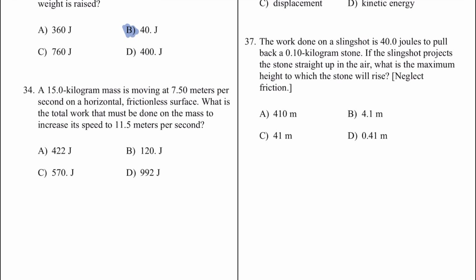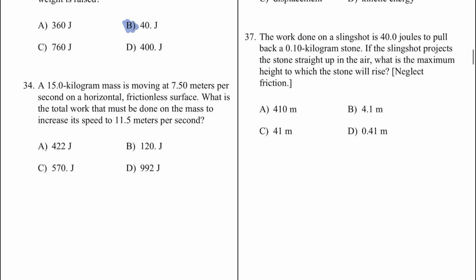34. A 15 kilogram mass is moving at 7.5 meters per second on a horizontal frictionless surface. What is the total work that must be done on the mass to increase its speed to 11.5 meters per second? So this question might seem a little confusing, but let's just think. So what formula in this unit has something about speed? That formula is kinetic energy. So we need to figure out how to relate this back to kinetic energy.